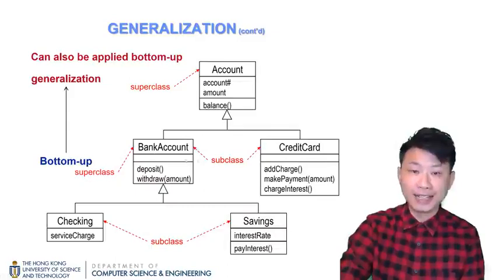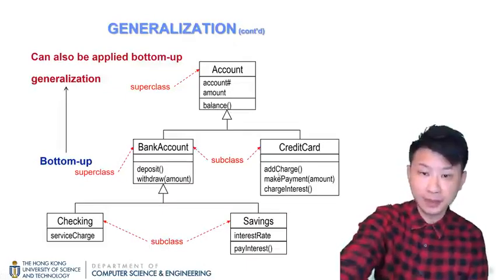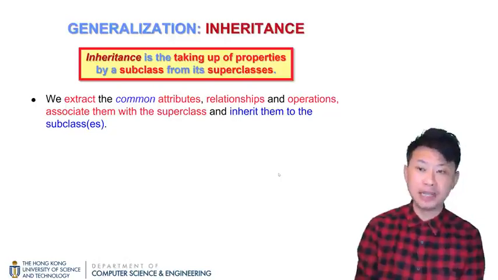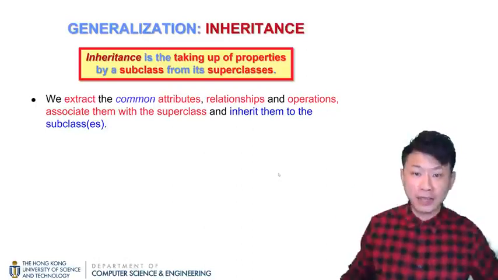So for bank account, we have account number, amount, balance, and the operations deposit and withdraw. And for credit card account, we have account number, amount, and also the operation balance, and also additional operations for credit card. So these attributes and operations are shared by the subclasses. This is the good thing of inheritance: you can define all the attributes, operations, and relationships just once, and then they will be shared by all the subclasses.